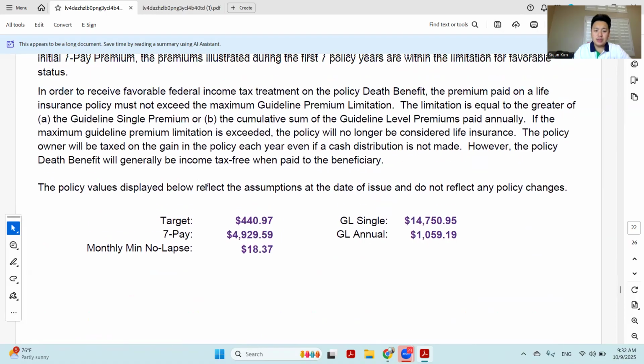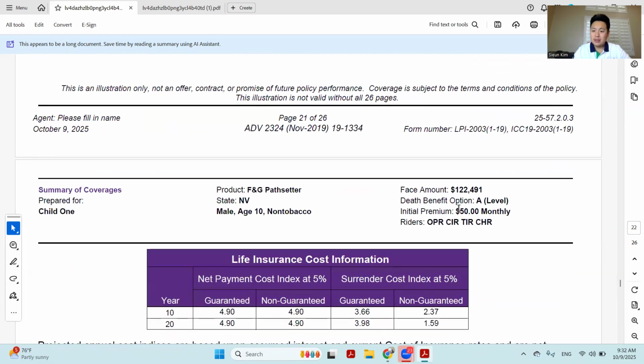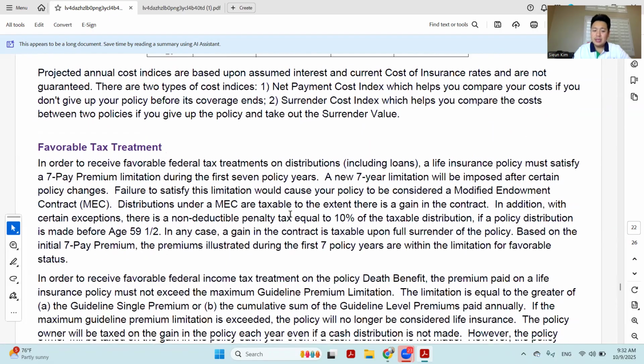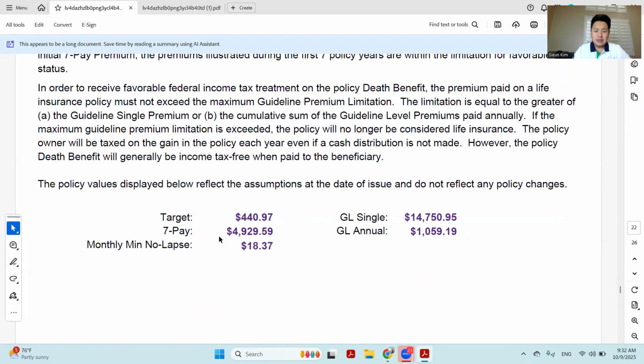But if you go to this one, same $50 a month policy, but the death benefit started a little higher and it's on option A right now, then what happens? Seven pay is $4,929. So how much is that? That's over $400 a month the parent can pay in if they wanted to overfund for the child for the college.